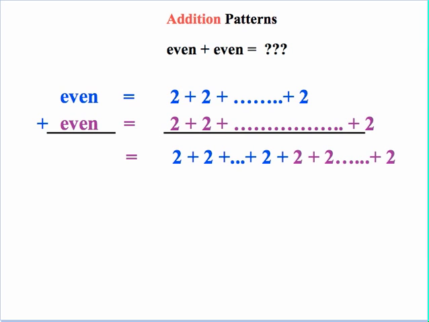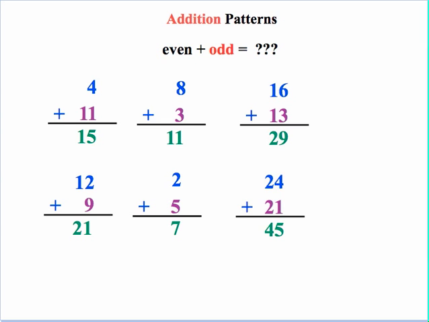If we take a more generic case, the first even number would be a bunch of 2's. The second even number would be another bunch of 2's. And the end result is a whole bunch of 2's added together, which should still be an even number. What about even plus odd? The pattern seems to be that the sums are coming out odd.